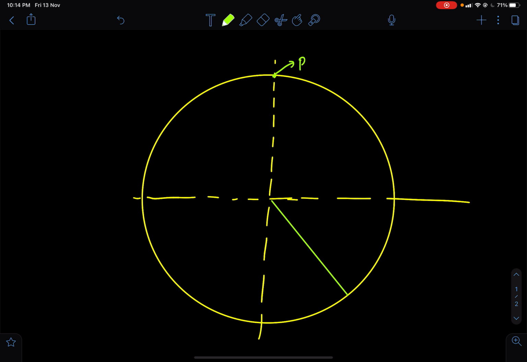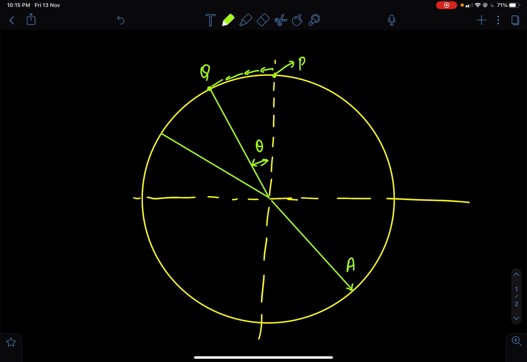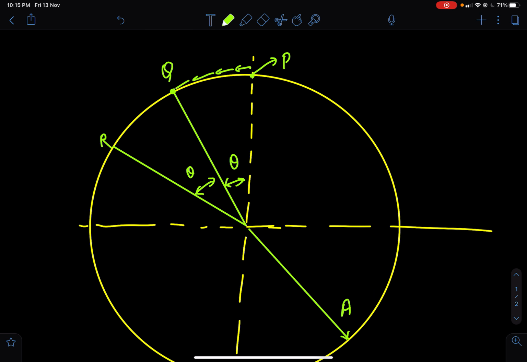The radius is A. So initially the particle was at P, which means the extreme position, and in the first tau time, let's say the corresponding circular motion particle goes up to here. Let's call this point Q. So in the first tau time the angle covered is theta, and let's say in the next tau time the angle covered is again theta only. Okay, so radius is A.